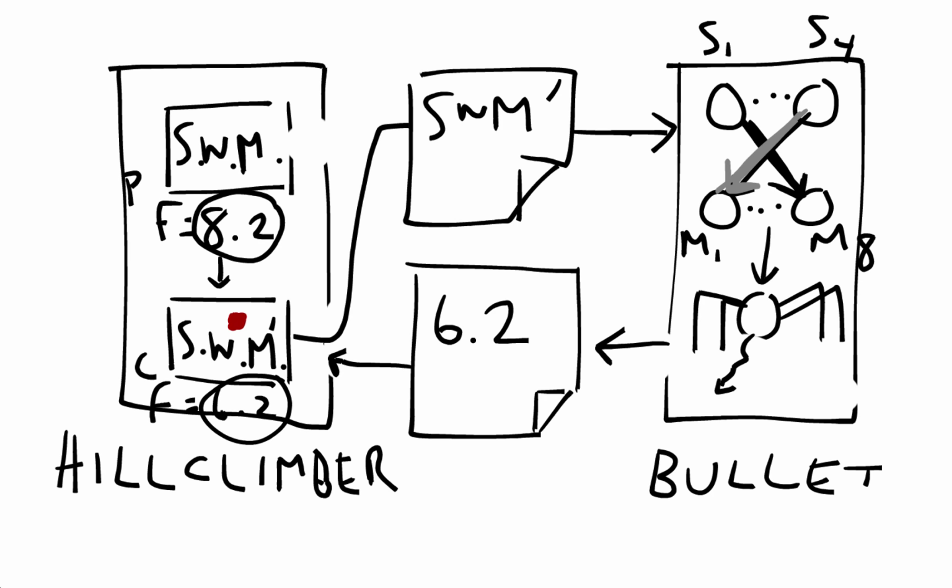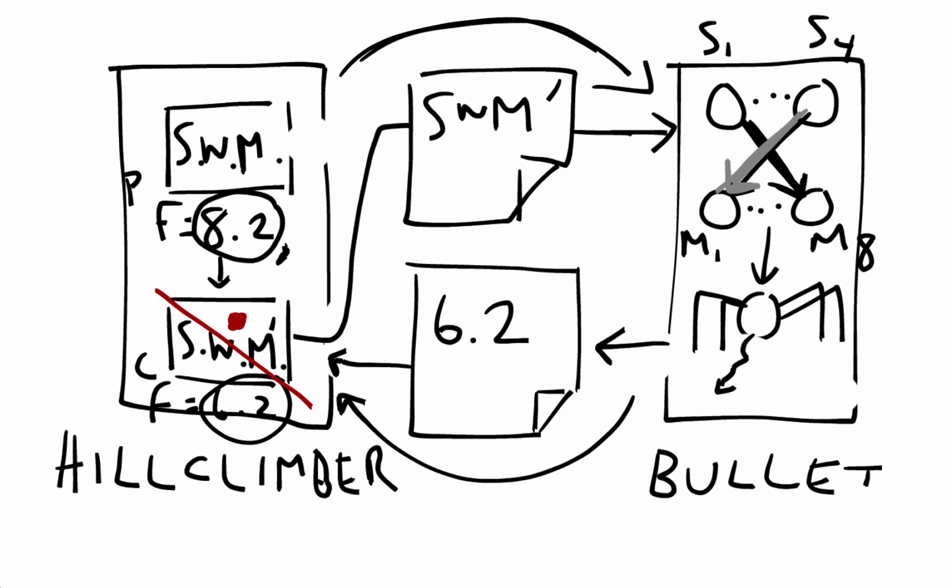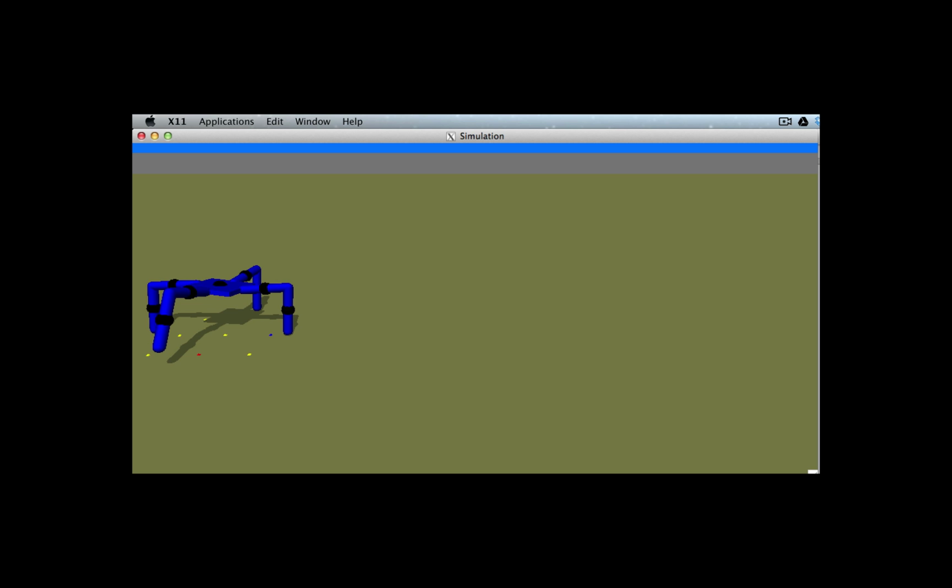This is lower than 8.2, so we delete the child, and the parent makes another child, and we continue. And if we continue this process long enough, we will eventually evolve a neural network that causes the robot to move a far distance away from the origin.